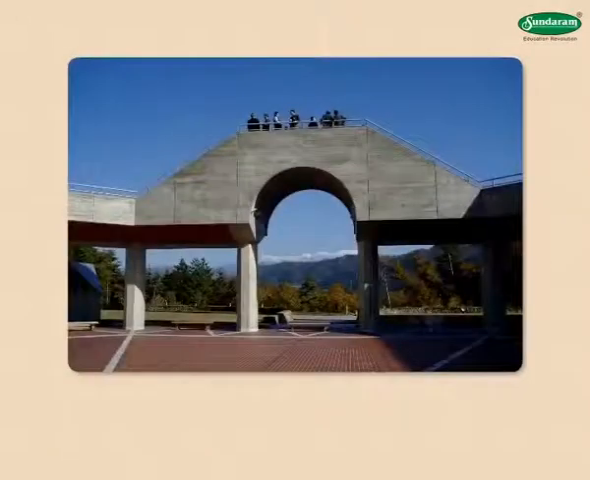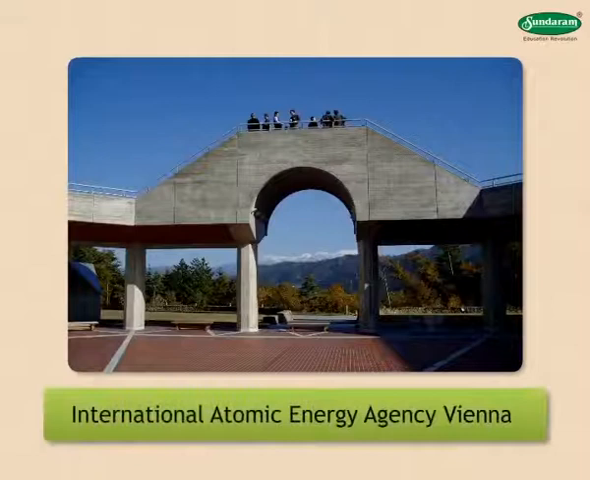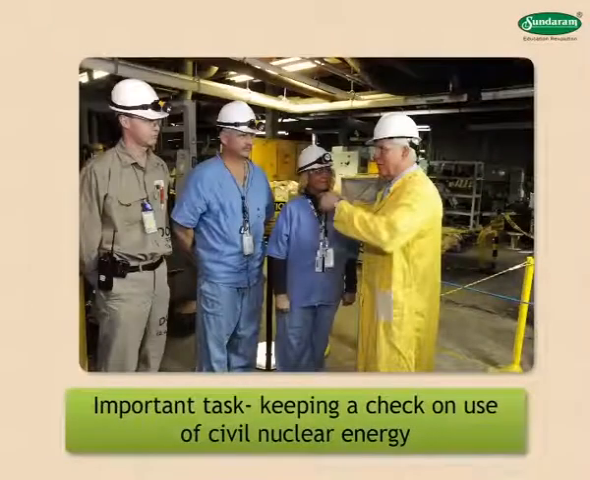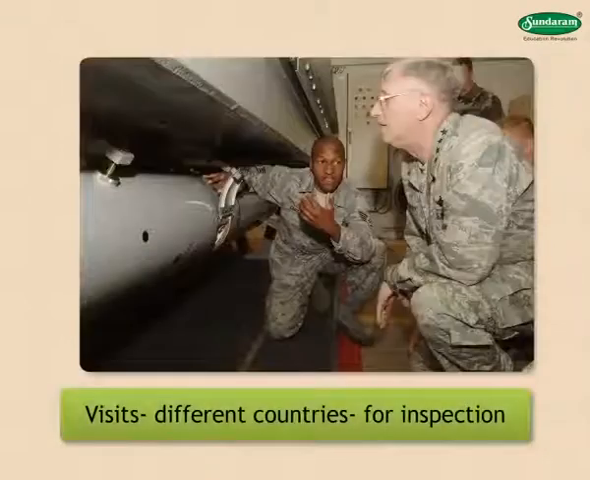Lastly, we will talk about the International Atomic Energy Agency in Vienna. This agency has been given the important task of keeping a check on the use of civil nuclear energy. It visits nuclear sites in different countries for inspection of the same.